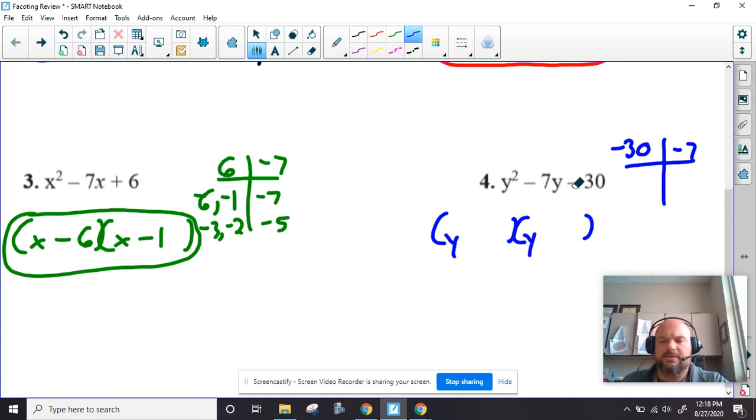All right, signs are both negative. That means one's positive, one's negative. This term right here is negative. That means our bigger number is negative right here.